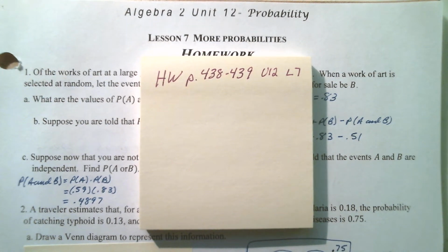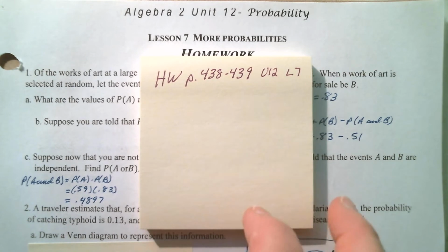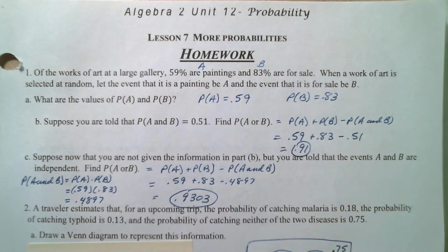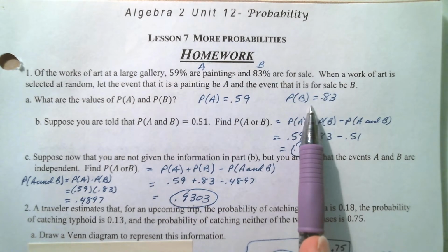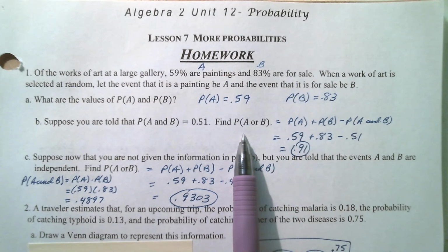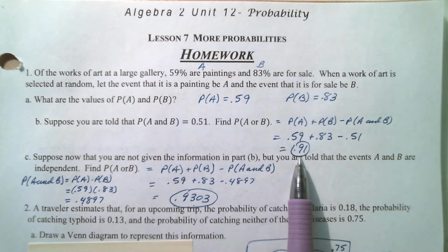This video is the answers to pages 438 and 439 homework questions, Unit 12, Lesson 7. Number 1A, the probability of A is 0.59, the probability of B is 0.83. B, the probability of A or B is 0.91.